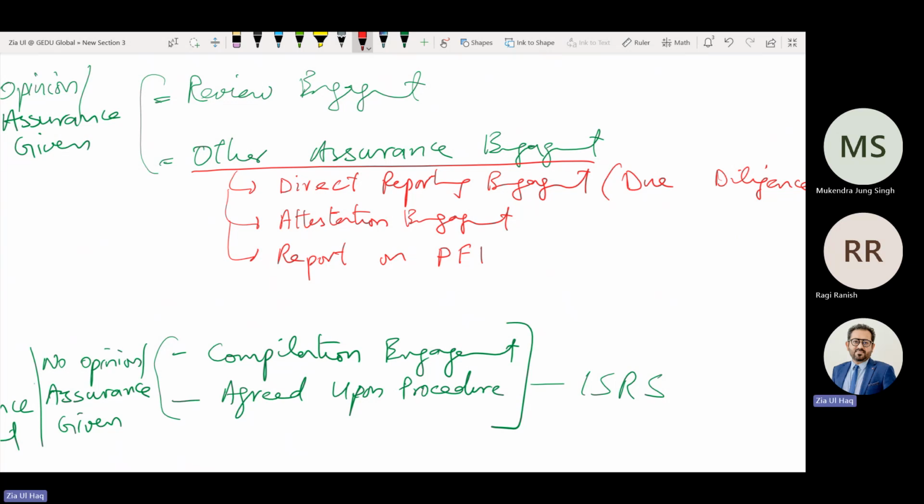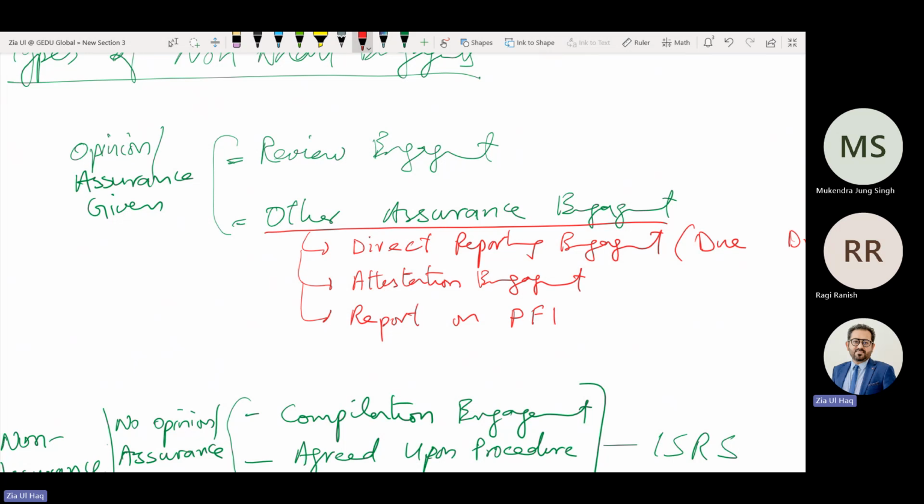So there are two types of non-audit engagement where we provide assurance: review engagement, and other assurance engagement like consultancy services. And there are three types of other assurance engagement: direct reporting engagement, which means due diligence, attestation engagement, and report on PFI. What is report on PFI? We will discuss it in the next lecture. What is attestation engagement? This attestation engagement is similar to review engagement.